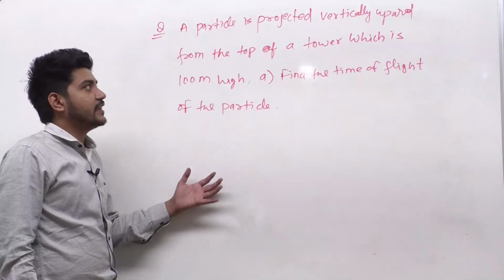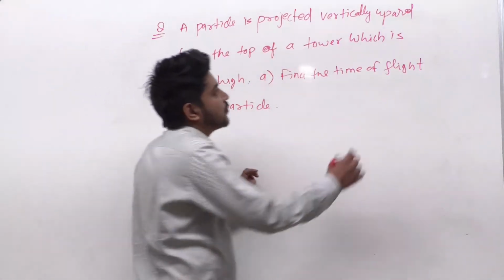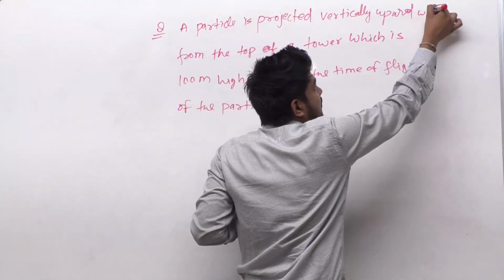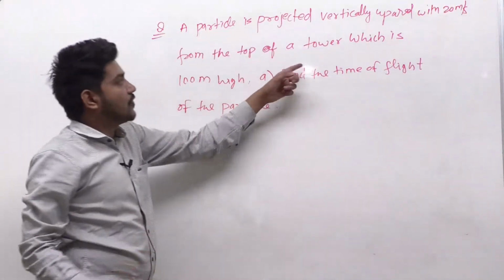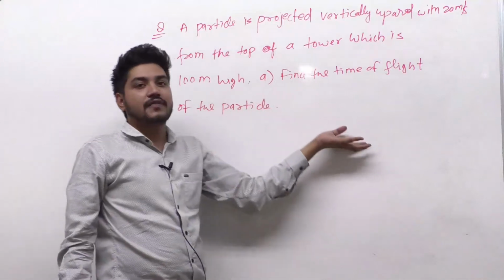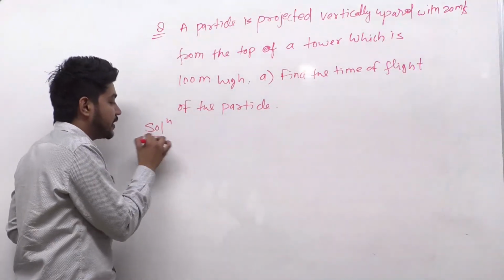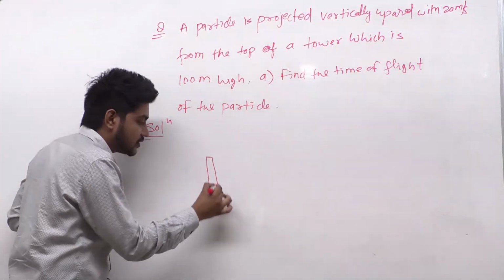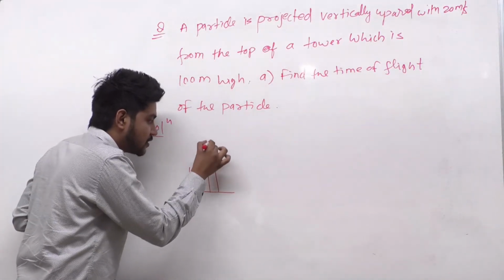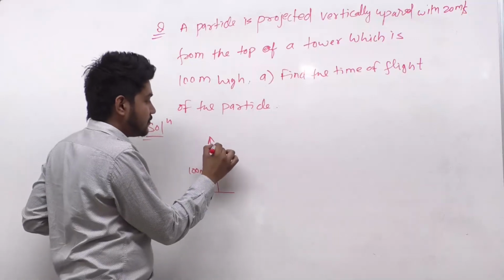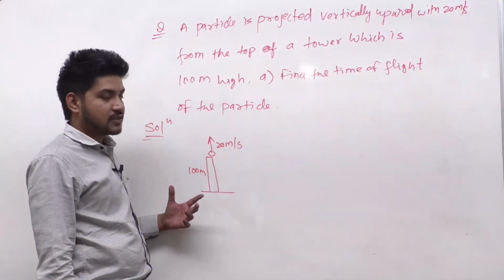So this is a slightly different question. A particle is projected vertically upward with a speed, I have to mention, of 20 meter per second from the top of a tower which is 100 meter high. So we have to find the time of flight. How will we solve this question? Just see over here. The particle is projected from 100 meter high, in the upward direction, with the speed 20 meter per second. So these two data are given to us.